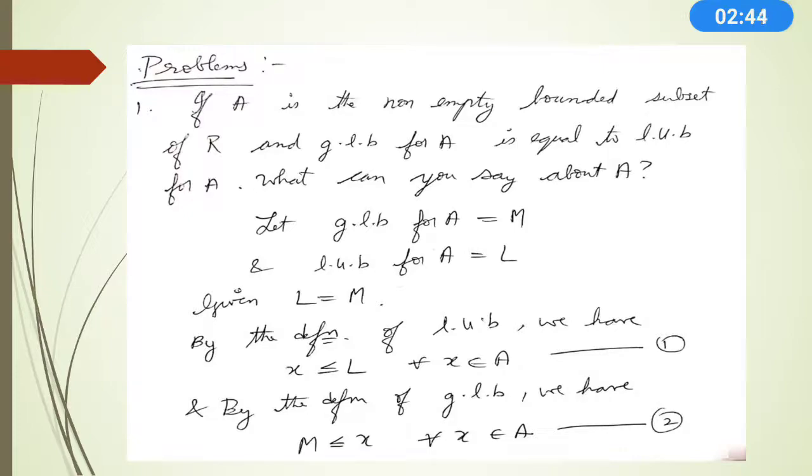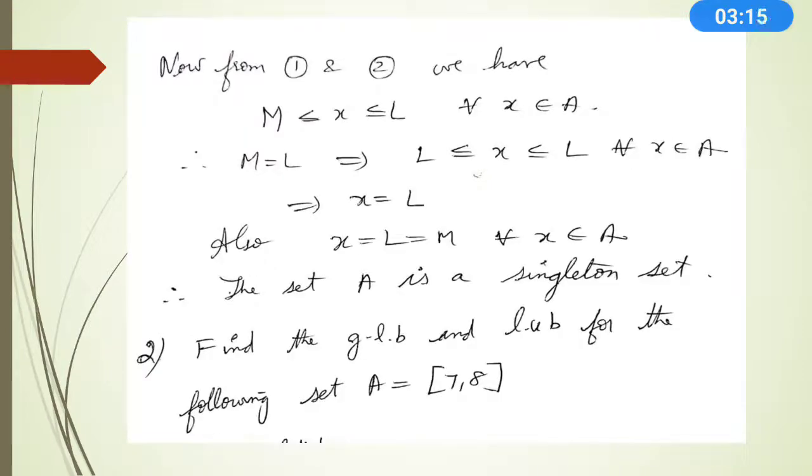We'll see that. Let the least upper bound of A be L, and take the greatest lower bound of A to be M. Given that L and M are equal. By the least upper bound definition, we have x less than or equal to L. By the definition of greatest lower bound, M is less than or equal to x. So I can rewrite this as M less than or equal to x less than or equal to L.